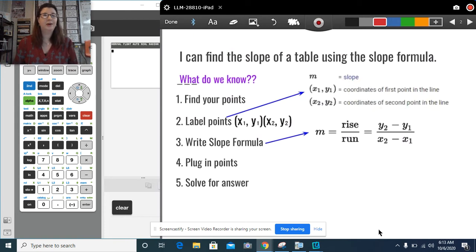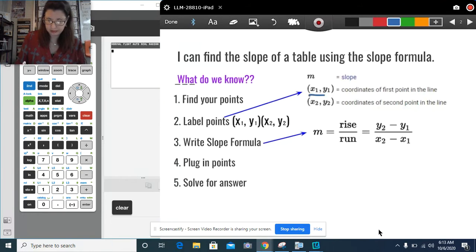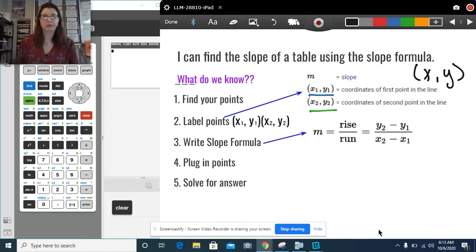So let's talk a little bit about what we know from graphs. We know that first we have to find 2 points. We're going to have this point here, and we're going to have this point here. And we know that when I'm looking at points in parentheses, my x always comes first. But if I have 2 points, then I have to be able to identify the points differently. So that's why I label them as x1, y1, and x2, y2, so I understand.